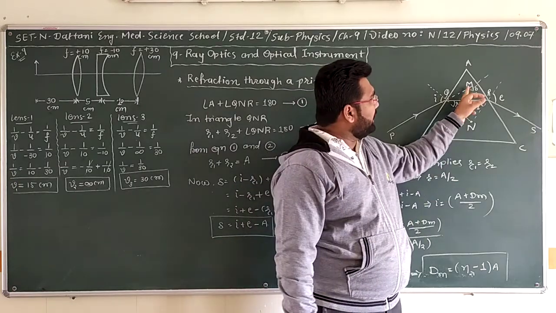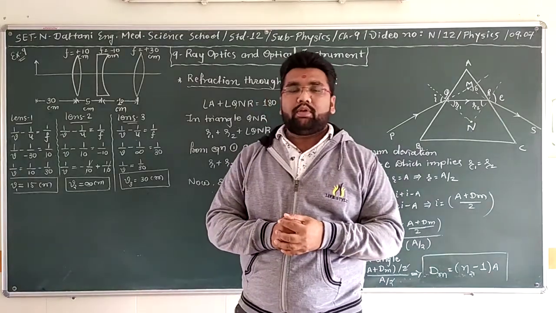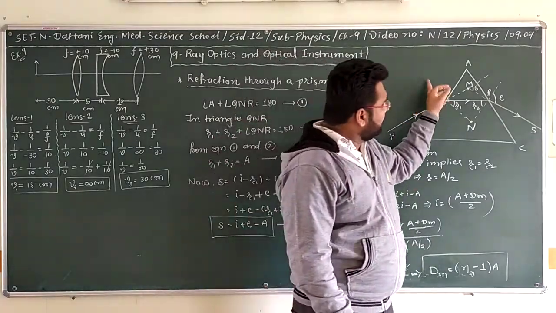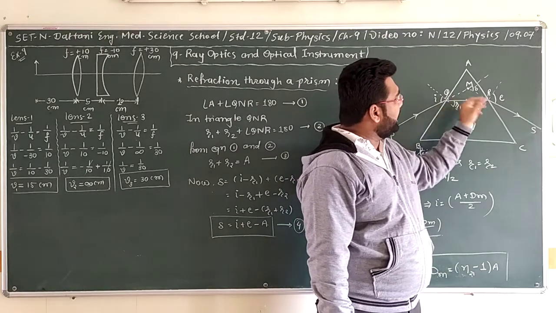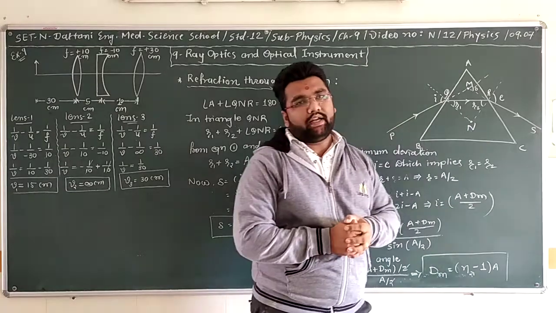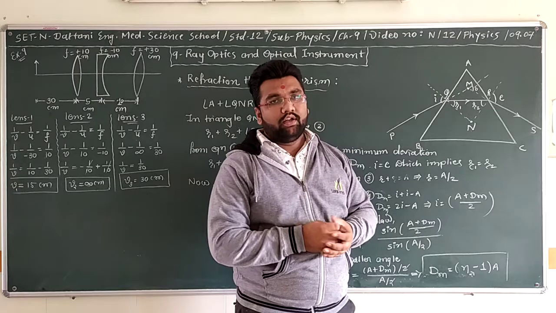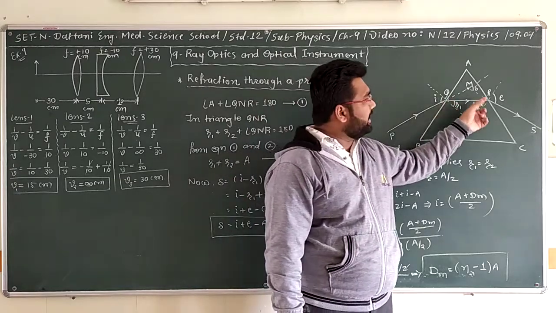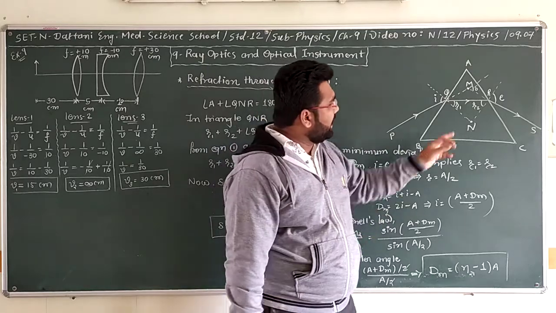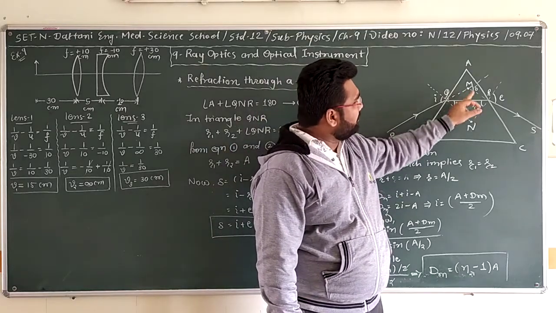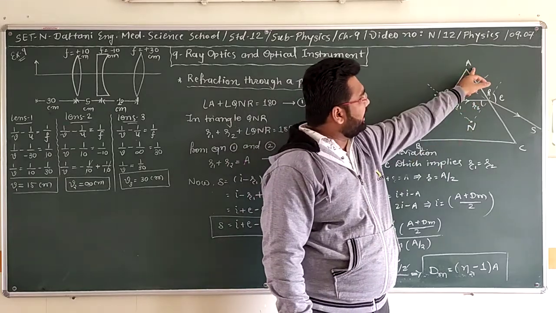We have quadrilateral AMNQR. As the two normals are here, we have angles of 90 degree and 90 degree, which is equal to 180 degree. But the summation of all the angles of a quadrilateral is 360 degree. So 360 minus 90 minus 90, what remains is 180. So we have the summation of angle A and angle N.